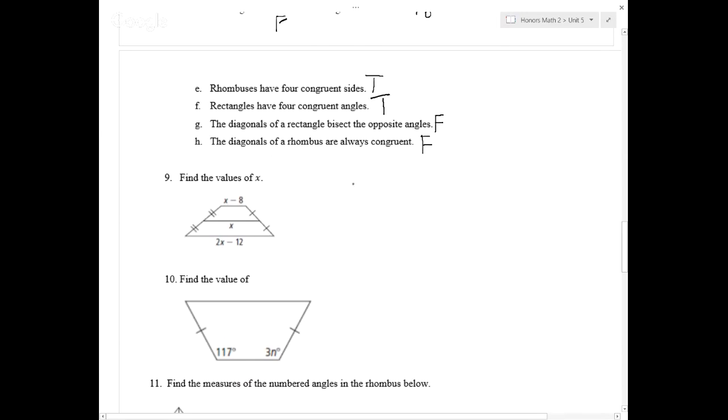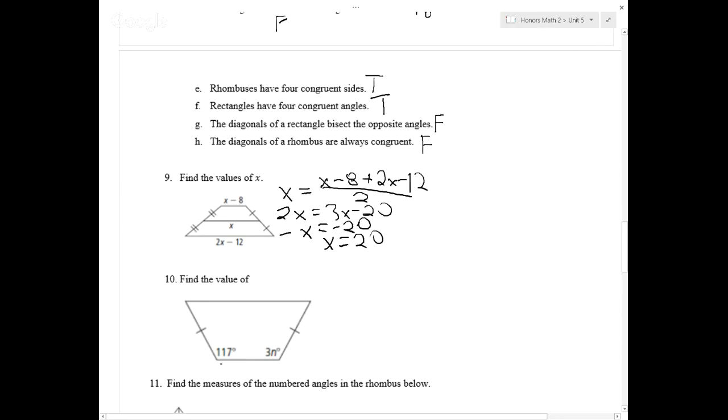Number 9, we're solving for our mid-segment, and the rule there is x equals x minus 8 plus 2x minus 12. So we're going to add the two bases, divide by 2. We're finding the average of them. I'm going to multiply over the 2 to the other side. I get 2x equals 3x minus 20. Subtract over the 3x, I get negative x equals negative 20, and x equals 20.